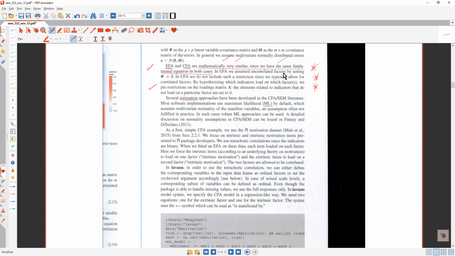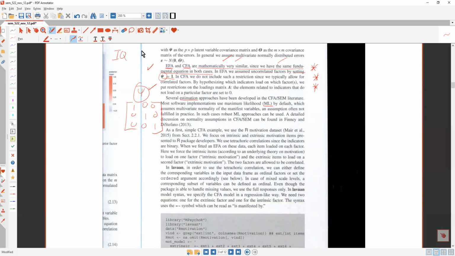Well, in EFA, we assumed uncorrelated factors by setting the correlation between factors to the identity matrix. That was the orthogonal model that we developed in Stevens. So this matrix here had ones along the main diagonal, it had zeros here. In other words, the factors are not able to correlate. Okay, that's the orthogonal model, right? That's the orthogonal model.